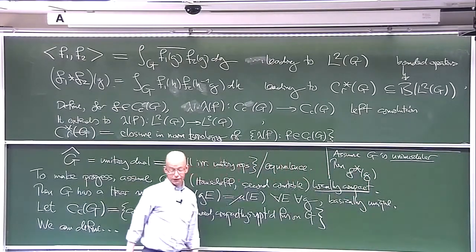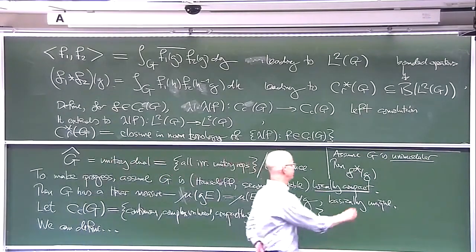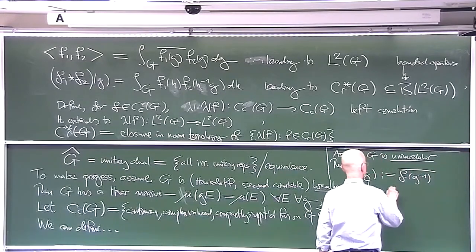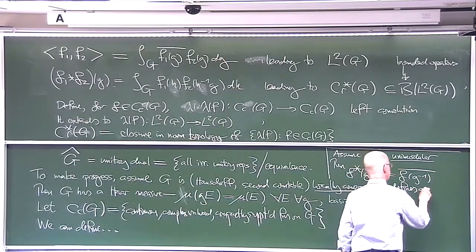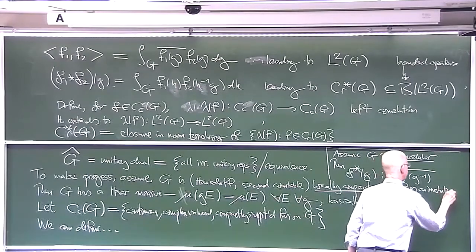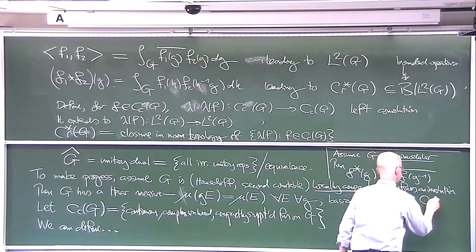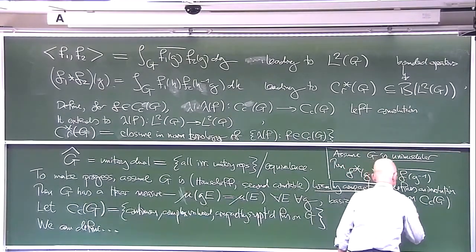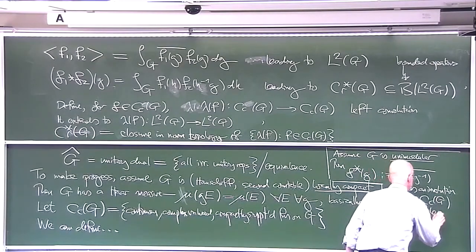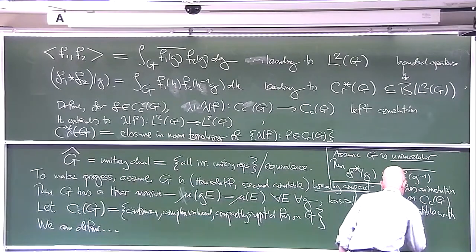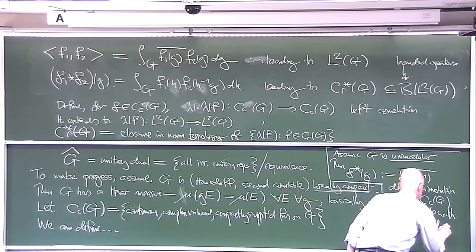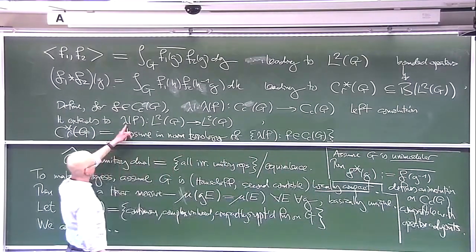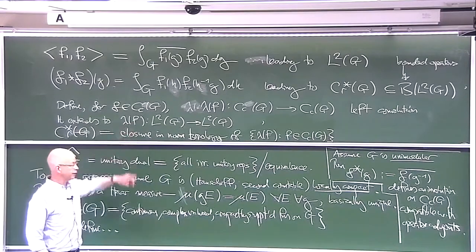In that case, given any function f, you can build a new function f star in the following way. And this defines an involution on this space of functions with this convolution multiplication, compatible with operator adjoints. In other words, the adjoint of the operator lambda of f is the operator lambda of f star.